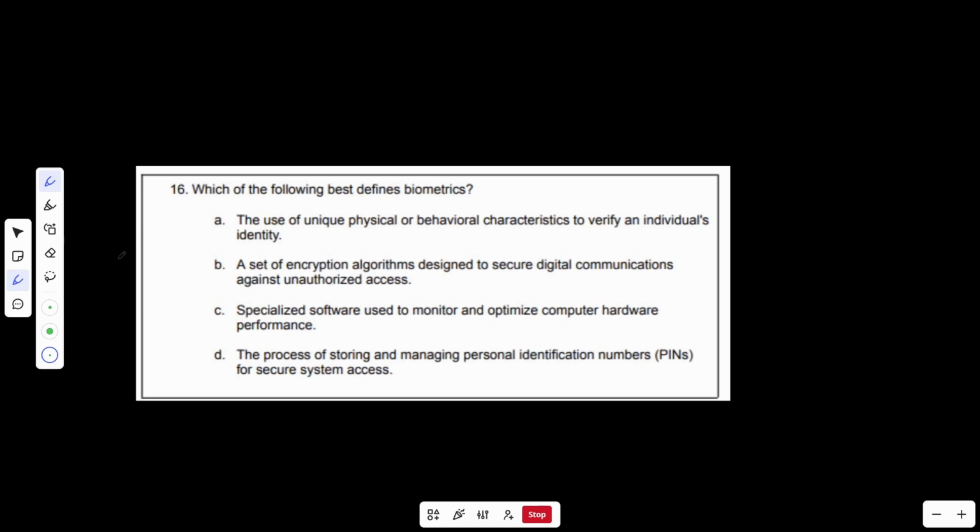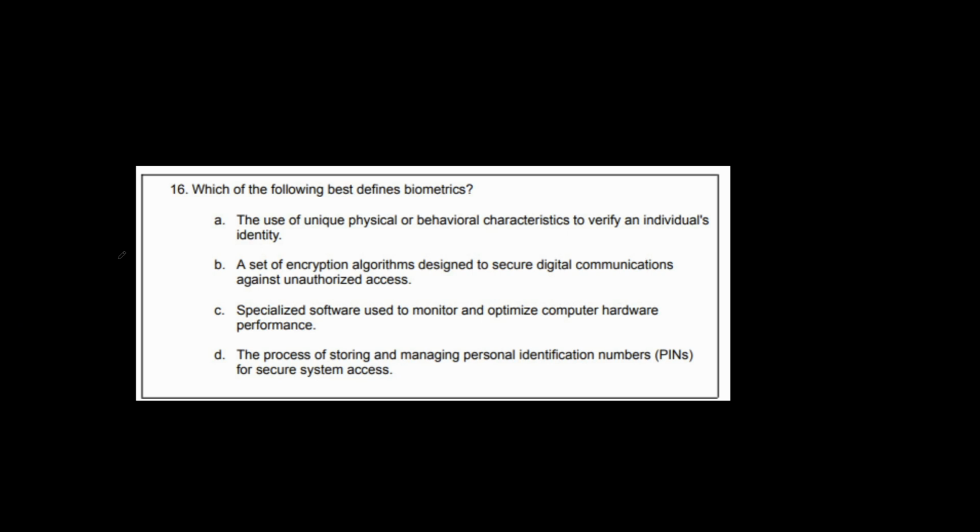Question 16. Which of the following best describes biometrics? A, the use of unique physical or behavioral characteristics to verify an individual's identity. B, a set of encryption algorithms designed to secure digital communications against unauthorized access. C, specialized software used to monitor and optimize computer hardware performance. Or D, the process of storing and managing personal identification numbers such as PINs for secure system access. Count to about 3, and then I'll give you the answer. Pause the video if you need it.